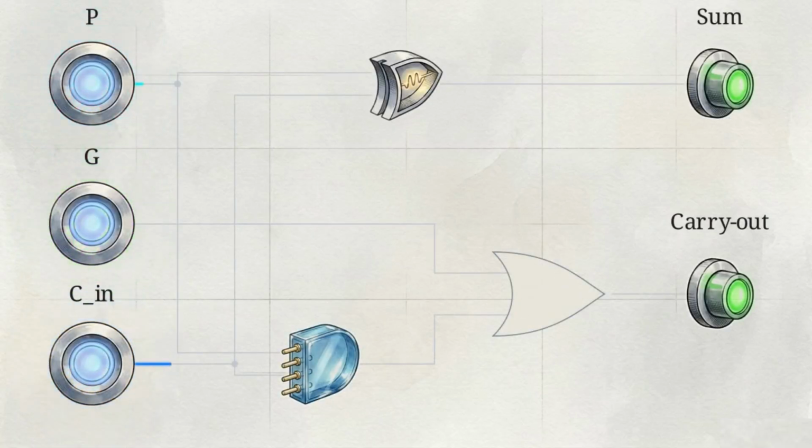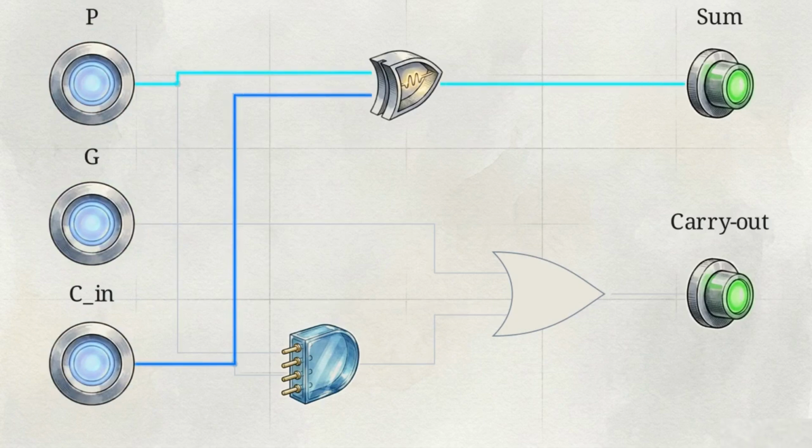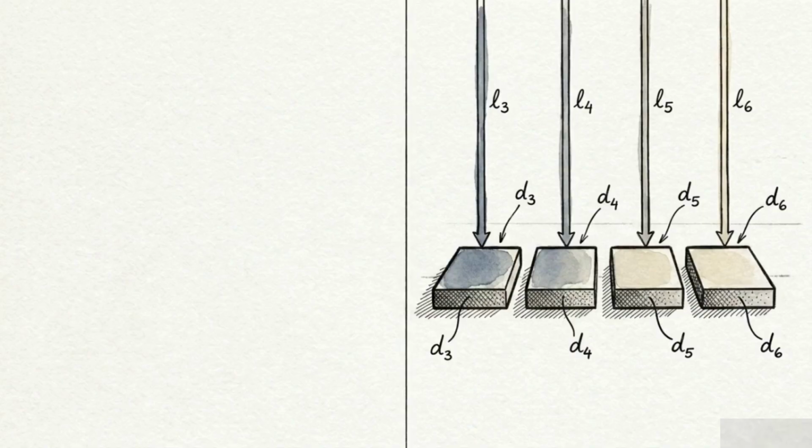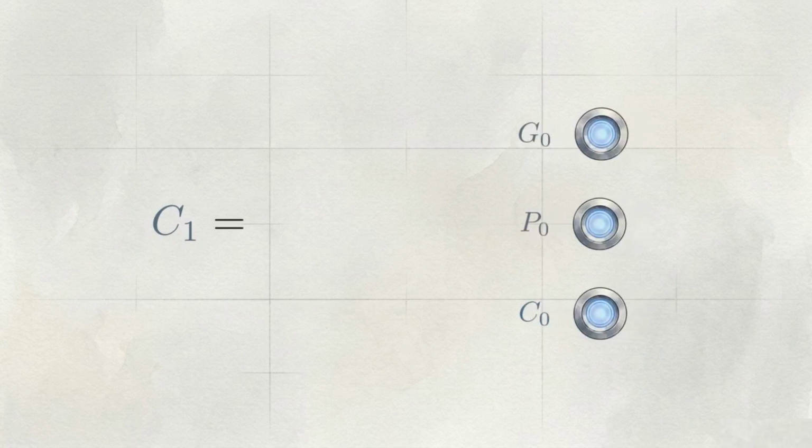The final sum is now the propagate signal XORed with the carry-in. And the carry-out happens if the bit generates a carry or if it propagates an existing one. Identifying and isolating variables that do not depend on past data is the crucial first step in moving from sequential to parallel computation. Let's apply this new formula to derive the very first carry bit, C1. It relies only on the generate signal, the propagate signal, and the initial input carry, C0.